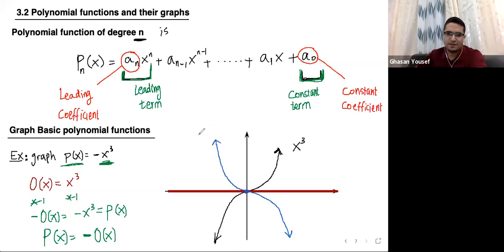So this is the graph of the function minus x cubed equals p of x. This is the p of x. And the black one is my function o of x. This is equal to o of x. Okay, any question?